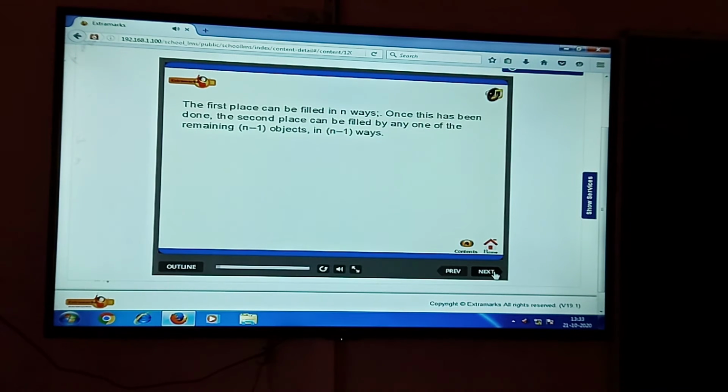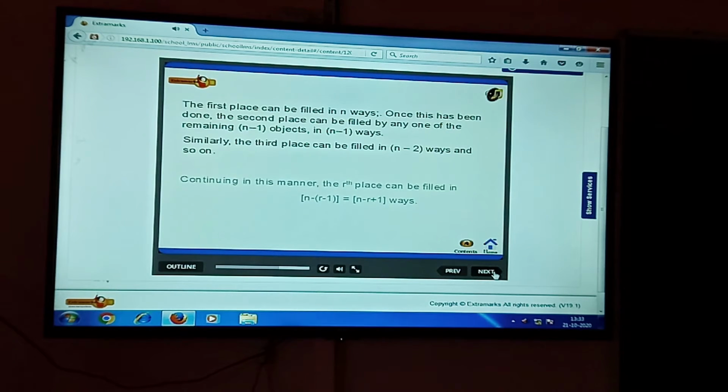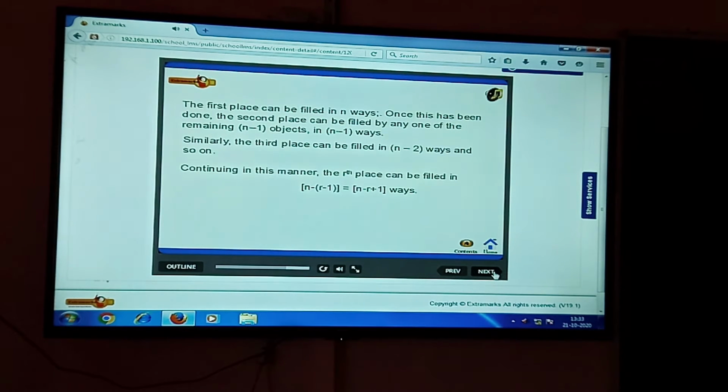The first place can be filled in n ways. Once this has been done, the second place can be filled by any one of the remaining n minus 1 objects in n minus 1 ways. Similarly, the third place can be filled in n minus 2 ways, and so on. Continuing in this manner, the rth place can be filled in n minus r plus 1 different ways. Now, by using the fundamental principle of counting, we get the required result.